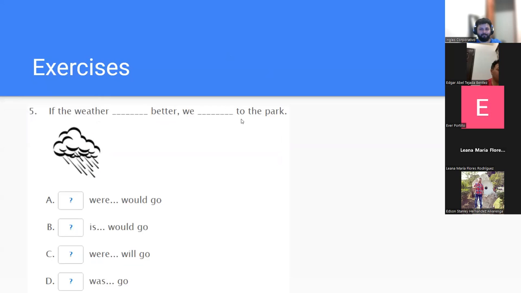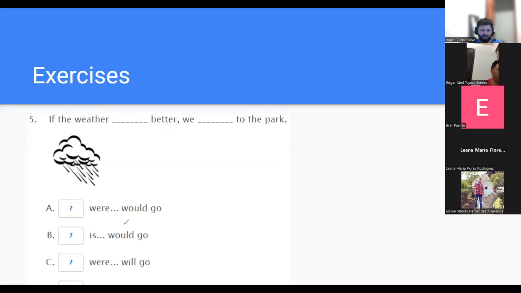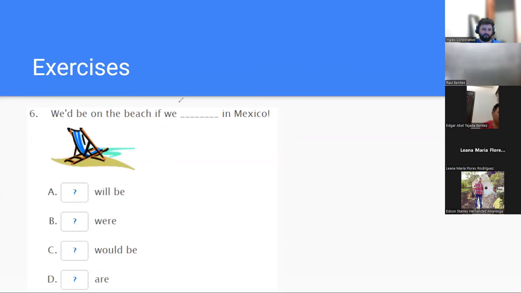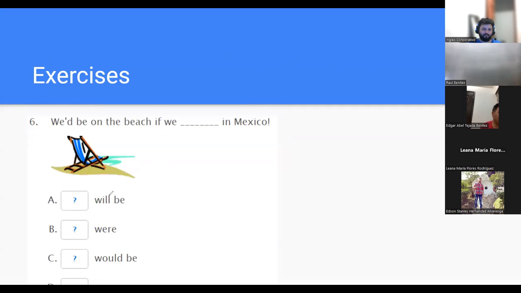If the weather were better, we would go to the park. Very good job. This is "were" because it's an imaginary situation, right? And number six. We'd be on the beach if we were in Mexico. Good job, guys. If we were in Mexico, right? Very good job. Do we have any questions so far, guys?